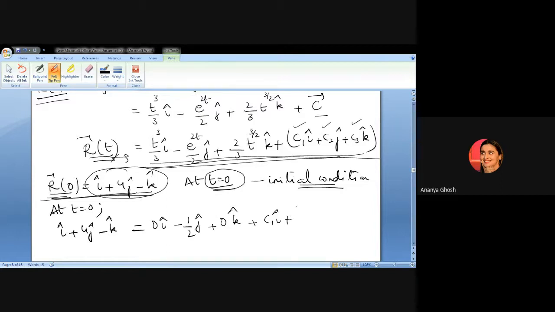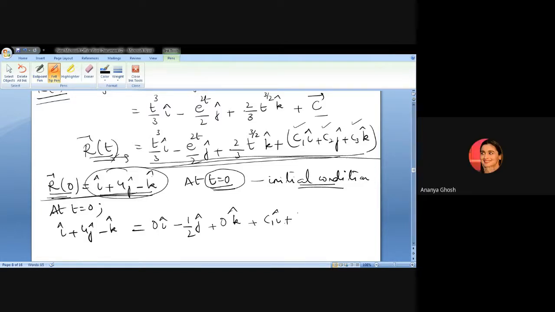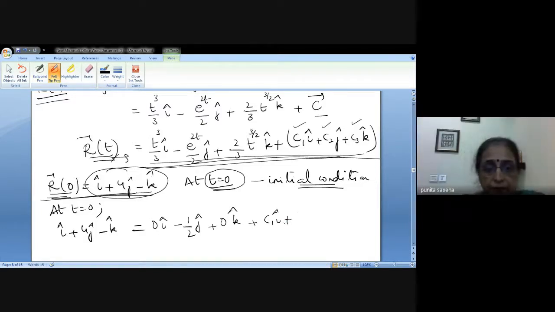Say again, child. R0 is given. Yes, it is given. What I am saying is that the initial condition will always be given. Then only we can find the values. Otherwise, we have to leave it as a general function. Plus C3k.